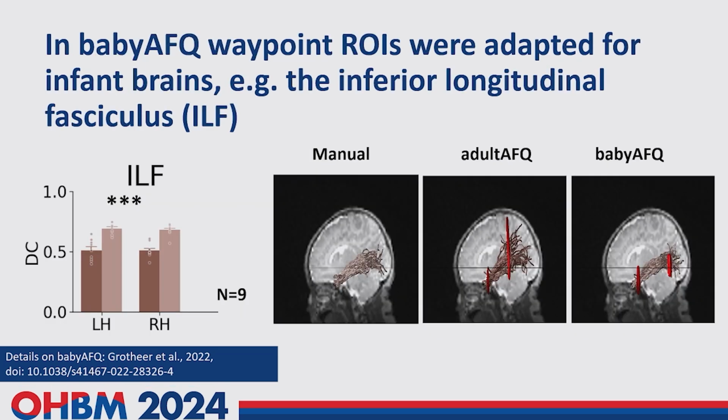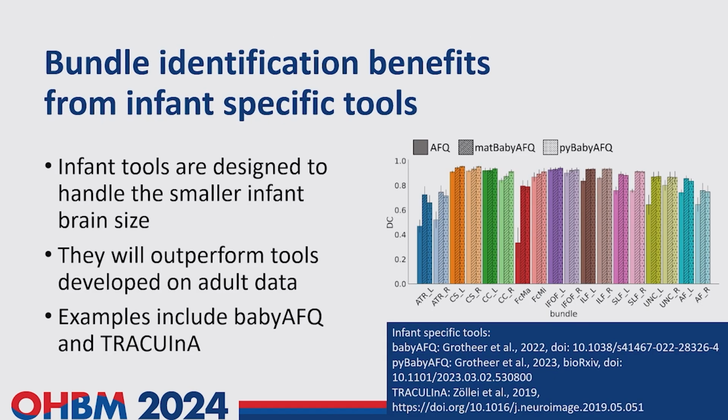And baby AFQ also includes a few additional changes, such as changes to the waypoint ROIs. Again, these changes were made to handle the much smaller brain size of the infant brain. For instance, many of the waypoint ROIs are just more spatially restricted in baby AFQ as opposed to regular AFQ, as we found that this helps with the identified bundles. As you can see in this graph, overall baby AFQ performs better than regular AFQ for almost all the bundles.